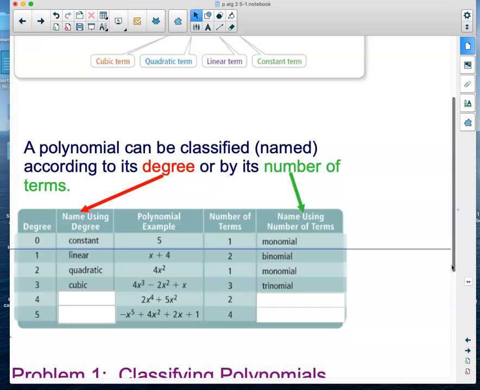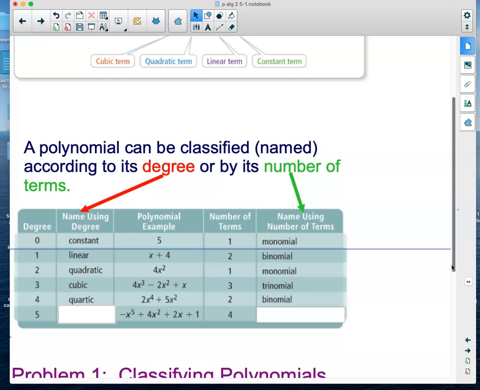The next one has a degree 4 polynomial. Notice the highest power of the x is a 4. Those are called quartics. Quartics. Do you see how that's a lot like the word quarter? Quarter of a dollar is a quarter. So quartic. But it only has 2 terms, so now we're back to a binomial. So 2 different names based on what they ask you to classify it by.